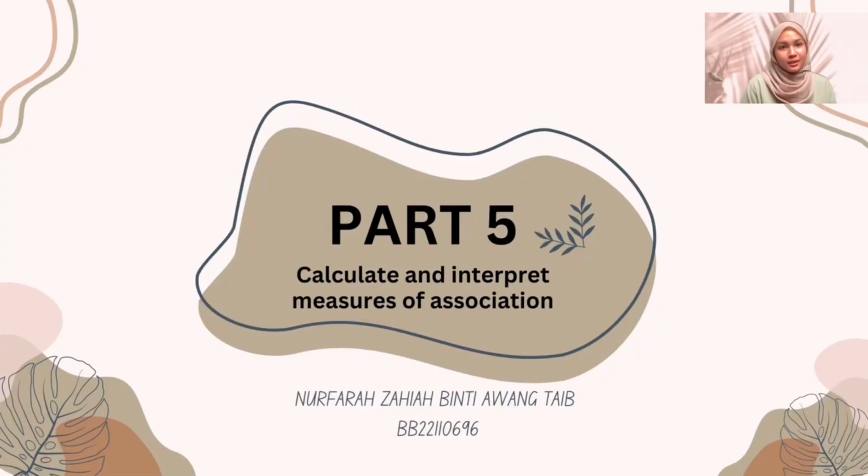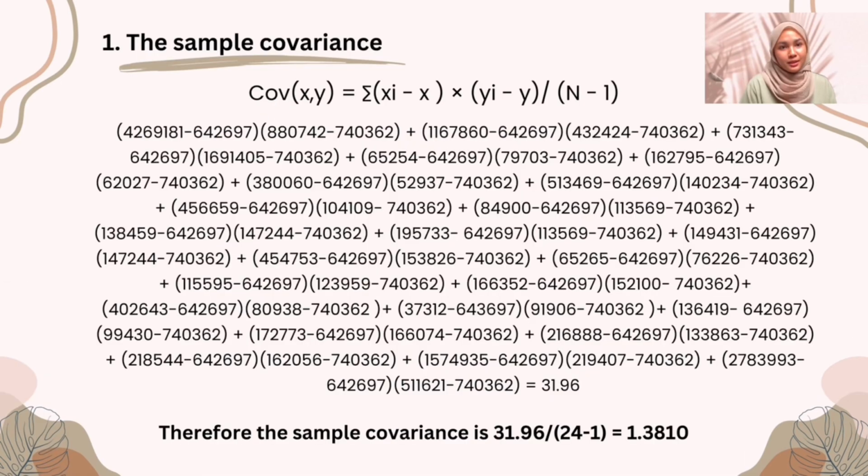Here I want to explain about part 5, which is calculate and interpret measure of association. This is the formula to find sample covariance, so you need to know the means of each data, where the X is for domestic and the Y is for international. The data for domestic and international minus the means. After that, multiply the X and Y to find the total of covariance. After I find all the covariance, I divide by 24 minus 1.